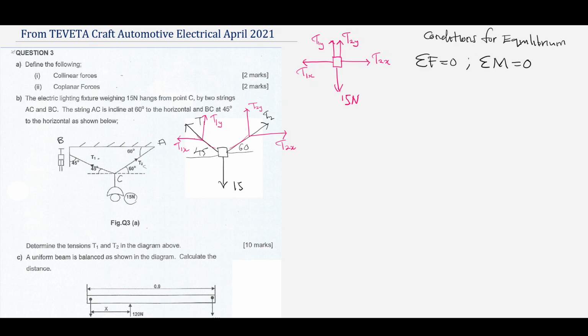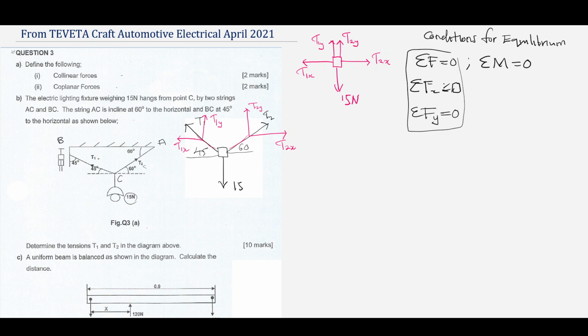Under the summation of all forces, this means the summation of all horizontal forces should equal 0, and the summation of all vertical forces should equal 0. So from this, we can make our equations from the forces that are acting there.